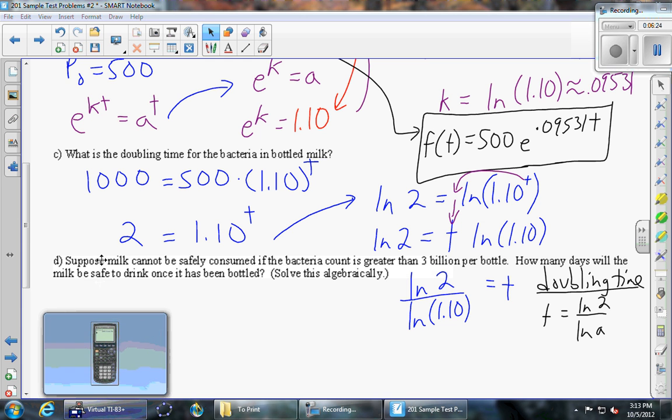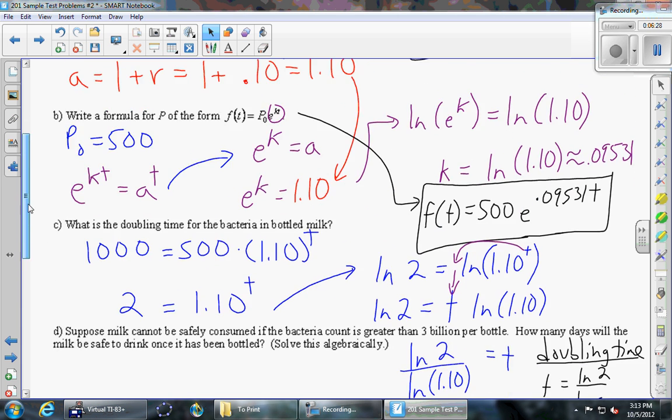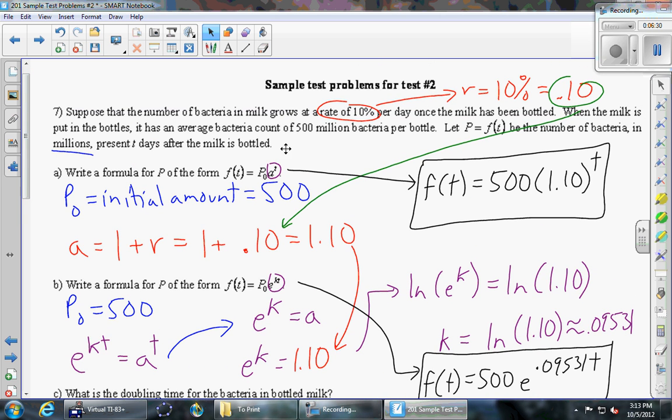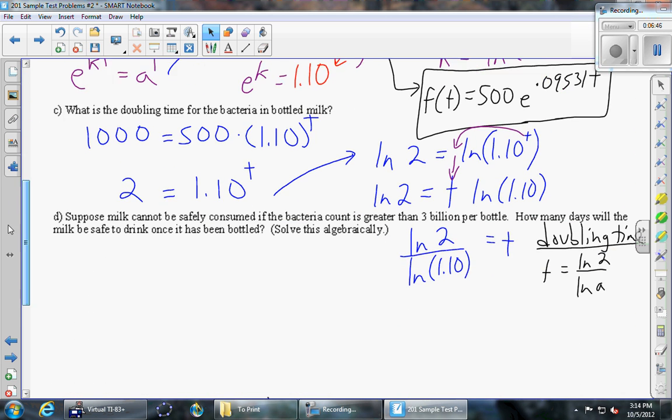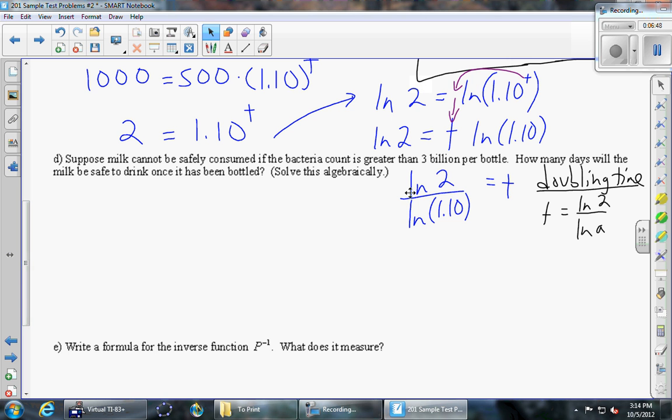There is something called the rule of 72 that can help you estimate doubling time without the calculator. Basically, it says take 72 and divide it by r, and actually leave r as the percent. So don't make it 0.10, but leave r as 10. And if you take 72 and divide it by 10, you get 7.2, which is going to be close to the doubling time we're about to get. So our estimate is about 7.2 days by taking 72 and dividing it by 10%.